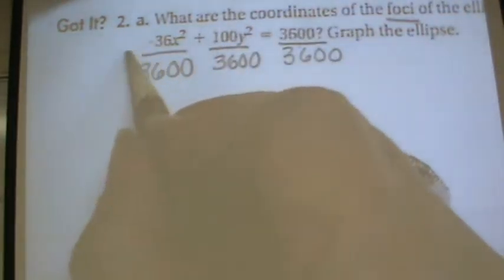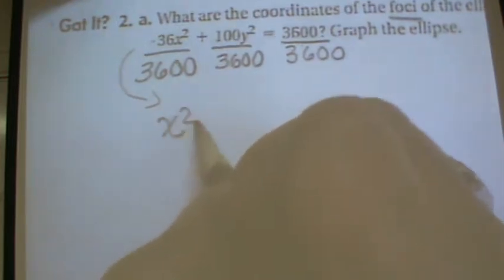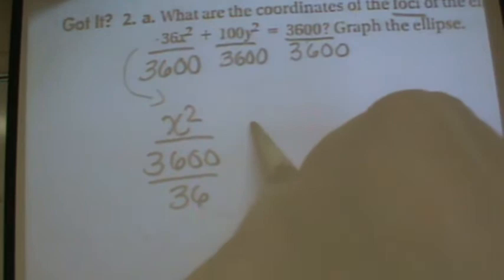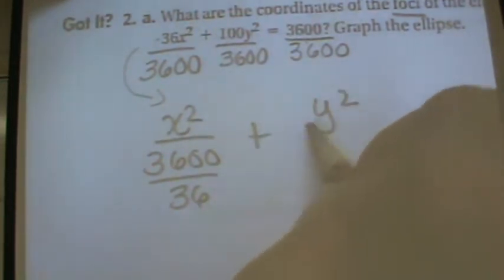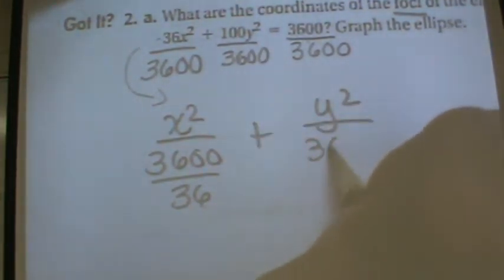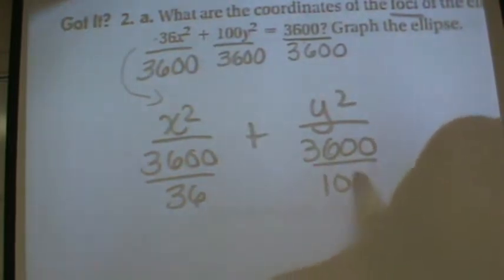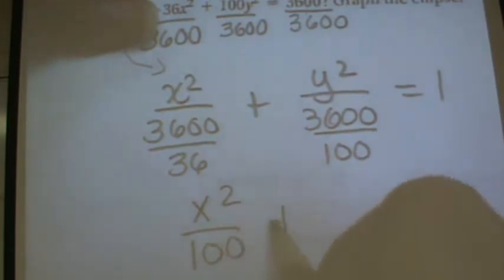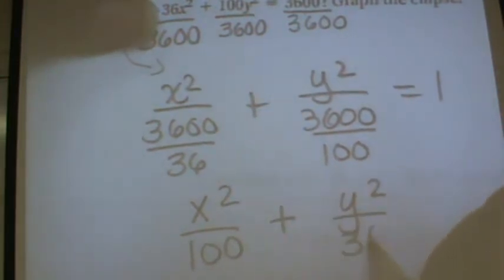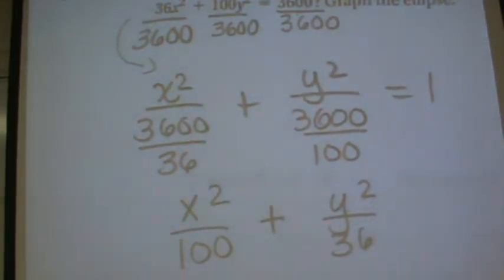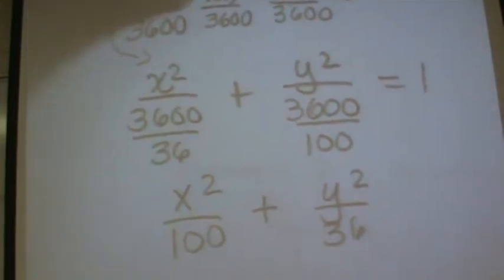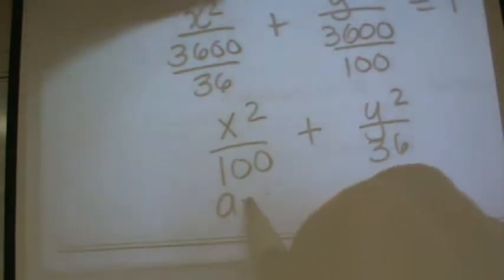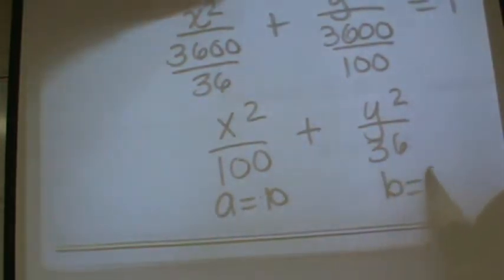So you're going to bring this down here. So x squared over, what's 3,600 divided by 36? And then what's 3,600 divided by 100? So this is going to be x squared over 100 plus y squared over 36. Correct? Okay, what's the bigger of the two numbers? That. So this is your a value is 10 and b is 6.